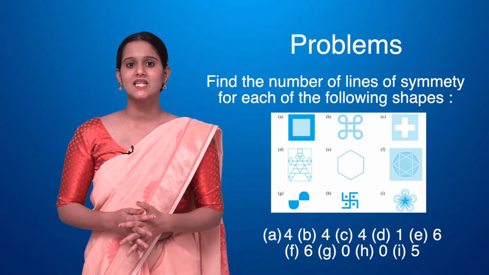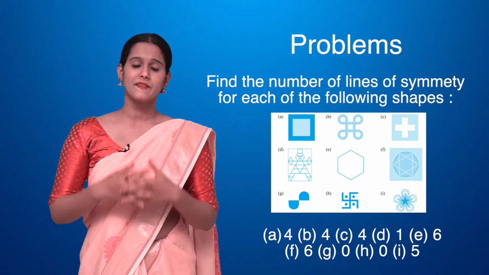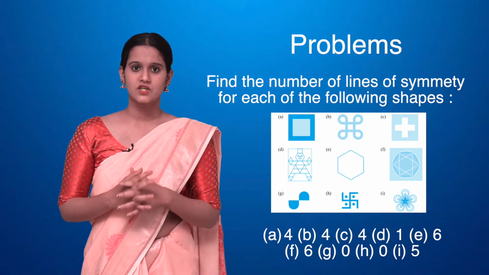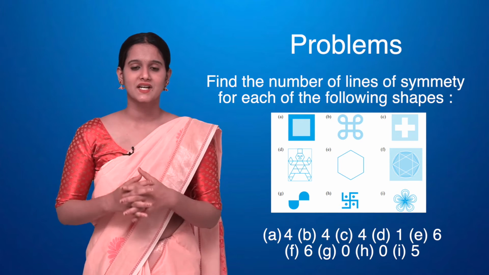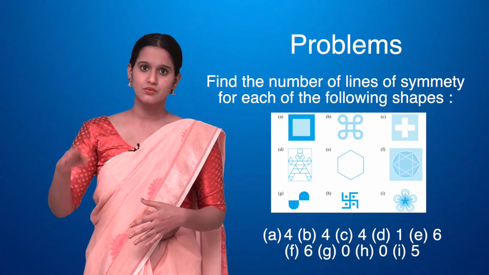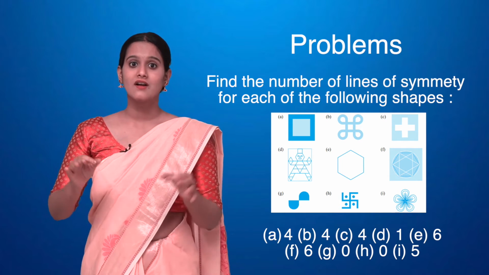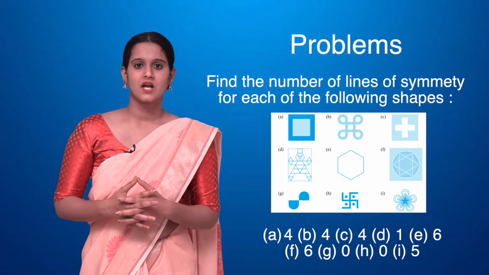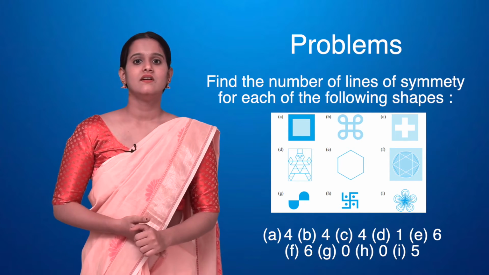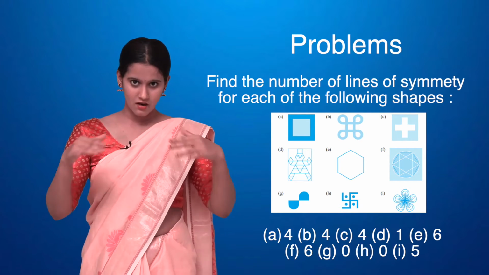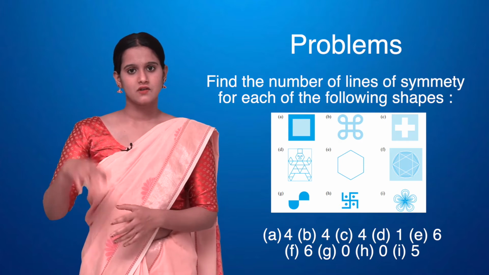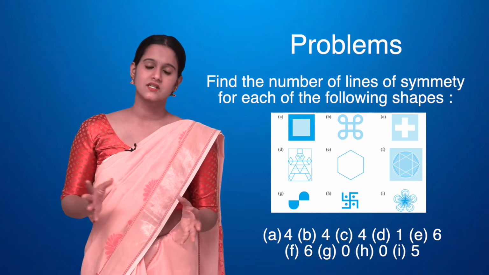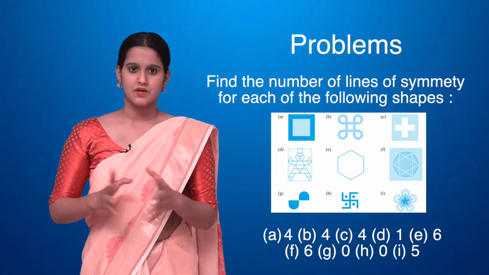Now if I see figure C, it is having 6 sides. Which means how many lines of symmetry can I draw? 1, 2, 3, 4, 5 and 6. Got it? Now let's see the next one. Even this is in the form of a hexagon as well as a star shape, right? So even here, since it's in the form of a hexagon, which has 6 sides, of course it is having 6 lines of symmetry.